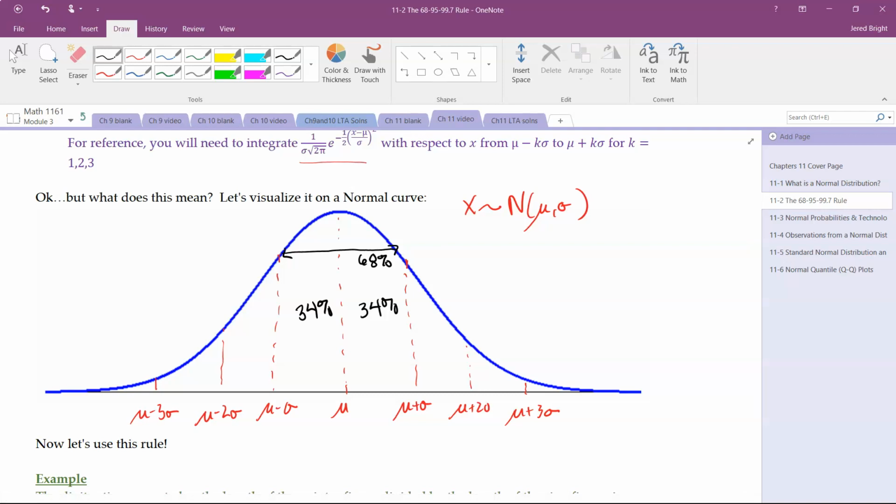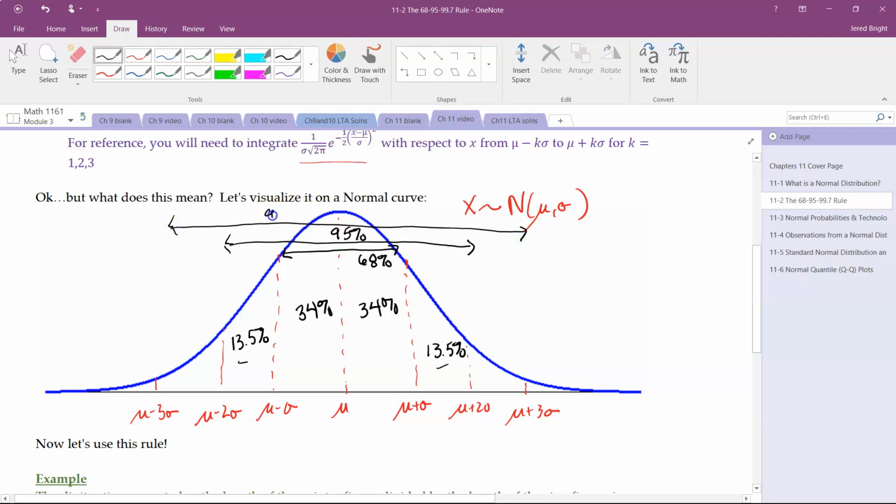We also know that within 2 standard deviations, from here to over here, there's 95% of the data. So again, you have to figure out how much is in each of these spots over here. You need to take 95 minus 68, and then divide that in half. It ends up being 13.5% in each of these pieces, 27% split in 2.